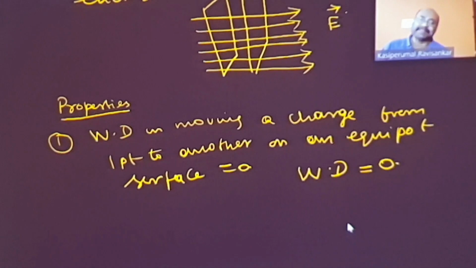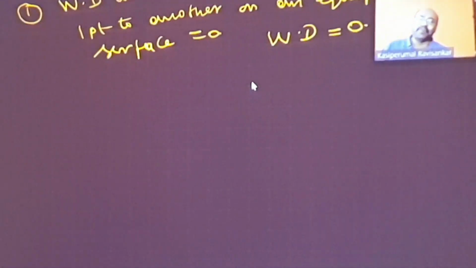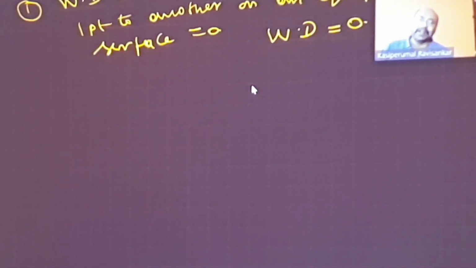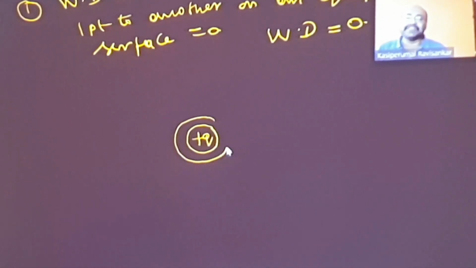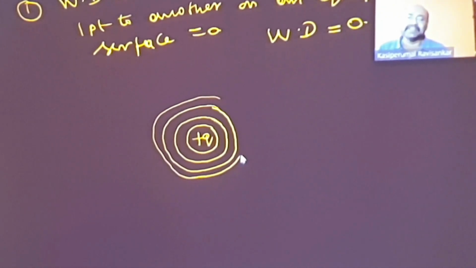How can you explain this? Work done in moving a charge from one point to another point on an equipotential surface is 0. See, again I am considering this positive point charge plus Q. Around this point charge, the equipotential surfaces are in the form of concentric circles.